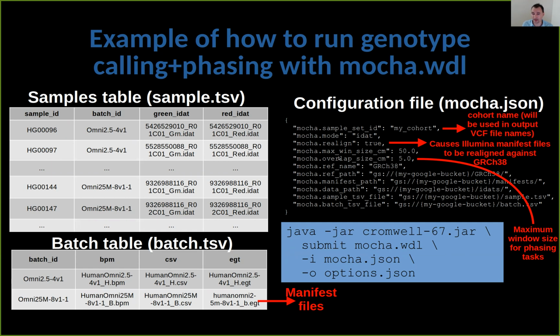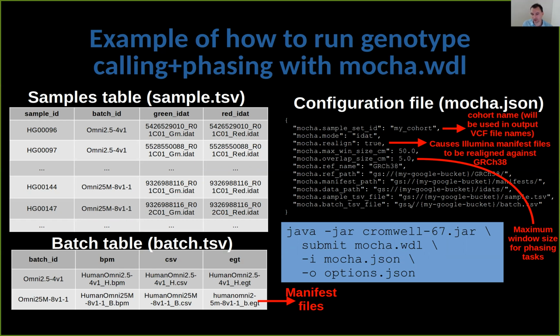And the configuration file, which is in JSON format, is going to define just a minimum set of parameters, like the name of the cohort, the mode, which in this case is the IDAT mode, because we're inputting IDAT files. In this case, because the manifest files are in GRCh37 coordinates, we will ask the pipeline to realign the manifest files. This comes very handy when Illumina does not provide manifest files for GRCh38. And then we can provide information about how much parallelization we want to achieve in phasing. So we can define the maximum window size for phasing, which in this case would be 50 centimorgan, but we can decrease that if we want to parallelize the computation even more.